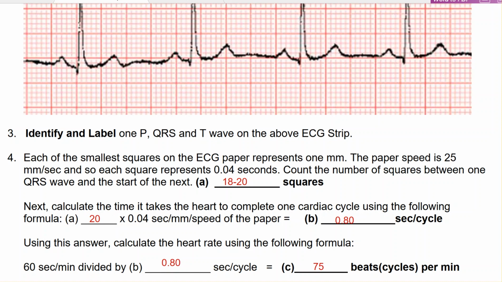You're going to be counting each little tiny square in between the distance of two things. The first thing they want you to measure is the number of squares between one QRS wave and the start of the next. So the beginning of a QRS wave, I've kind of started right there, and then you're going to count all the way over to the start of another QRS wave, and you're going to get a number. You can see I have some numbers here, and you're going to do some math.